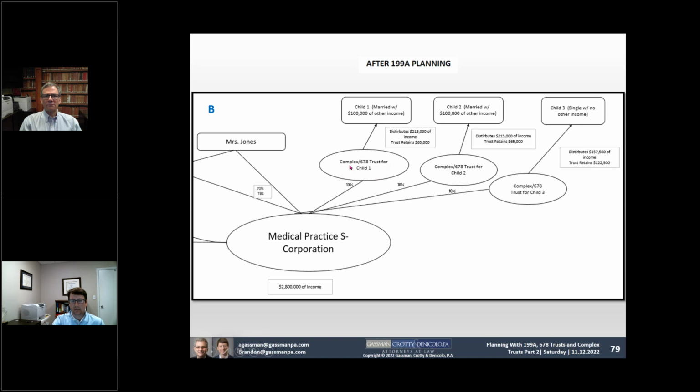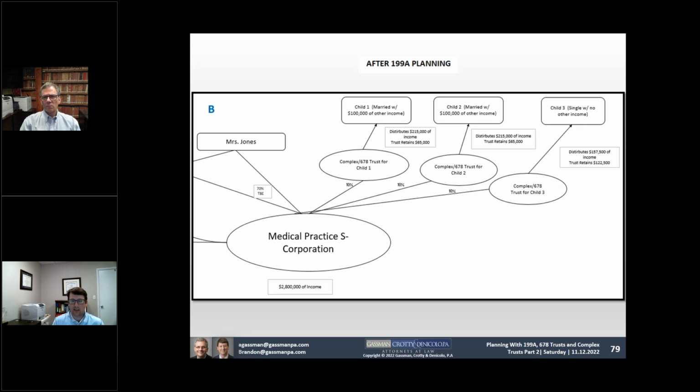The second is the trust can make ESBT elections, ESBT for electing small business trust. The downside to those is that now you pay tax at the highest rate bracket, regardless of whether it's distributed or not, which was some of the assumptions that we made here as well, that S corp income would still be taxed at the 37% rate bracket. But you get the 199A deduction, so it drops it down to, I think, 29.6%, if I'm running the math right.